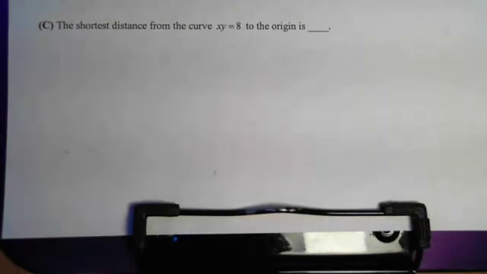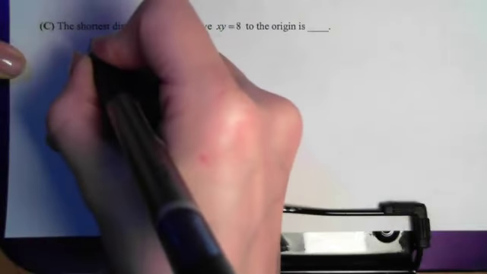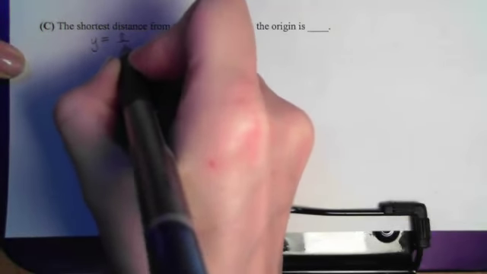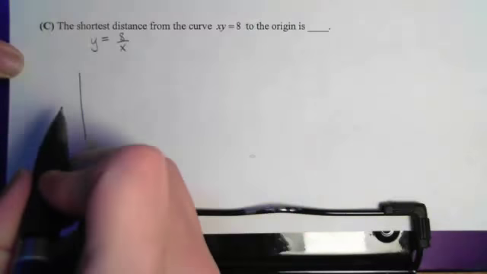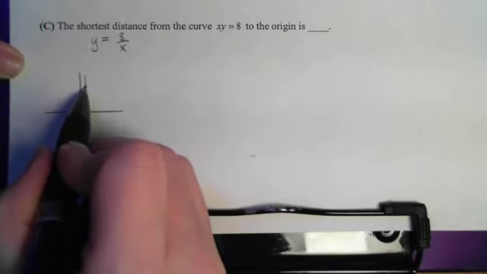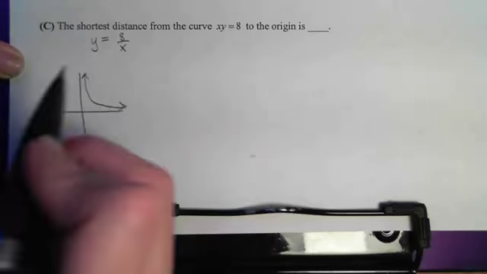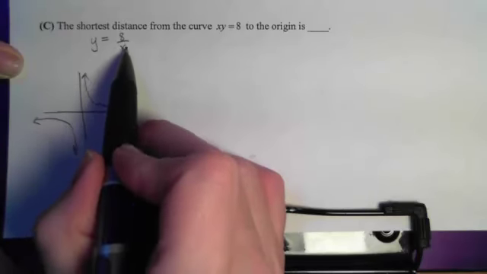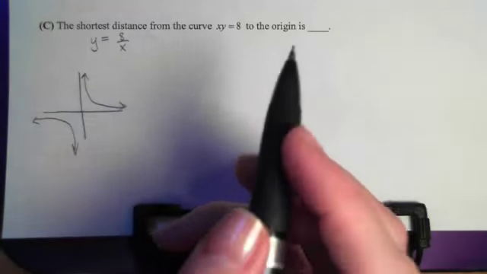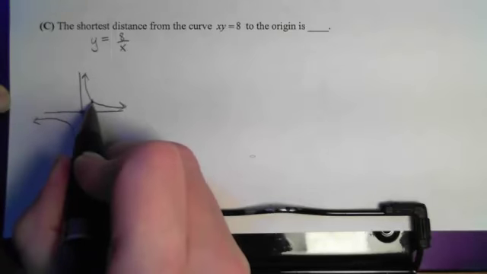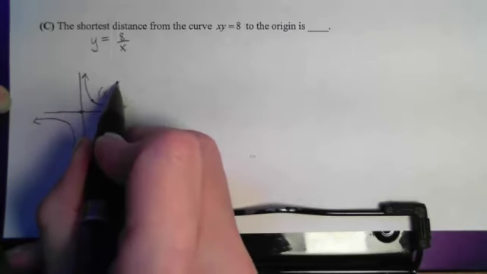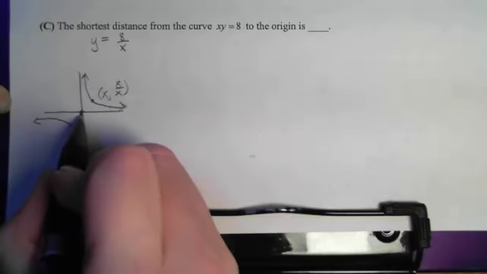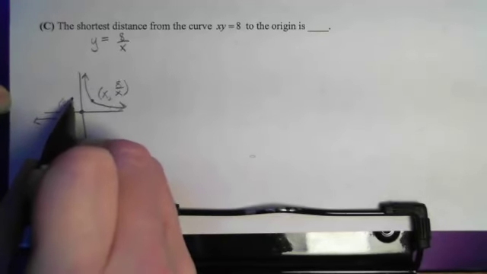Next, part C says the shortest distance from the curve xy equals 8 to the origin. So we've got to be able to first graph our picture. y is going to be 8 over x, which is a sideways hyperbola. It has a vertical asymptote at x equals 0, and I want to pick a point on the curve and get it close to the origin.